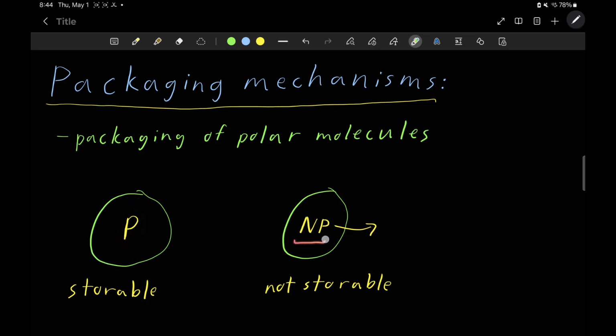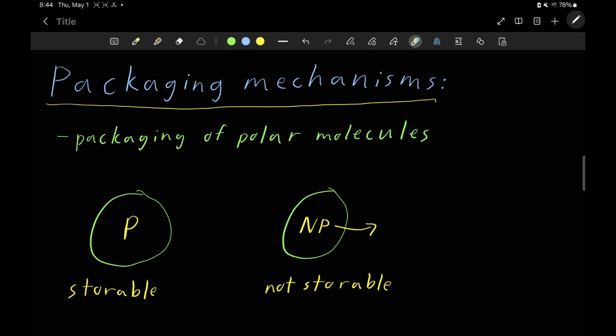But non-polar molecules, they are lipophilic, meaning they like fats, so they will want to float right through the lipid cell membrane, and therefore there's no reason for them to stay inside the cell. They'll want to float right out. So as a result, non-polar molecules cannot be stored.